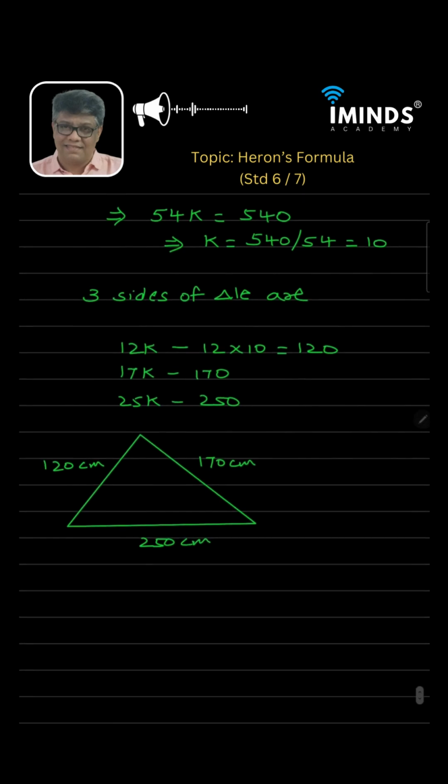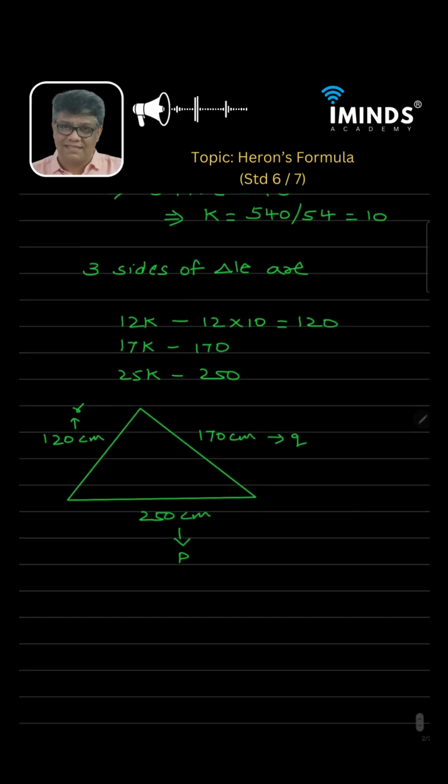So since height is not given, we will apply Heron's formula. So what is the method to apply Heron's formula? Let's say this side will be P, this is, let's say, Q, and this is, let's say, R. So to find the area, first we have to find the value of S. So what is S? S is equal to sum of all sides divided by 2. This is S.